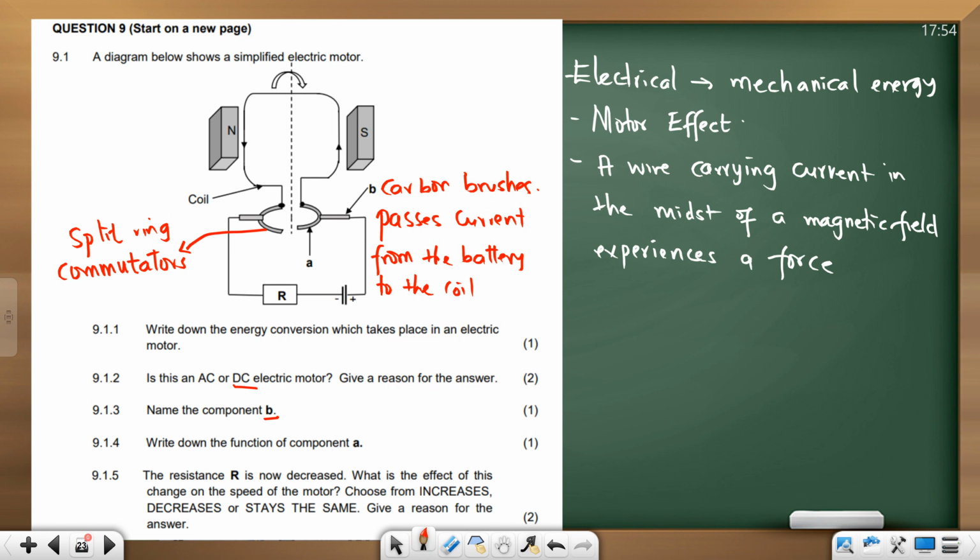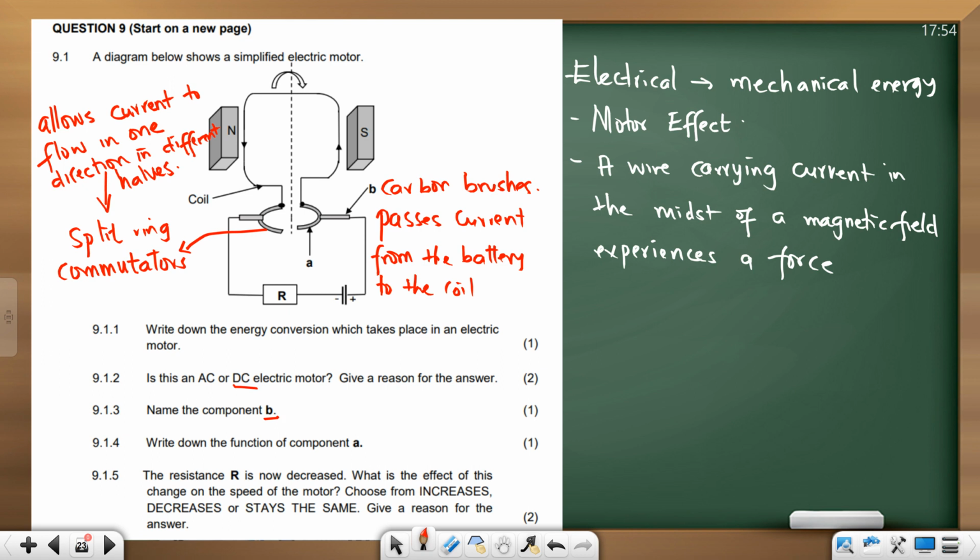Write down the function of component A. What does split ring do? Yeah, it allows current to flow. I see you copied. To flow in one what? Direction. In different halves. So don't forget these functions. These are quick marks that we must get.